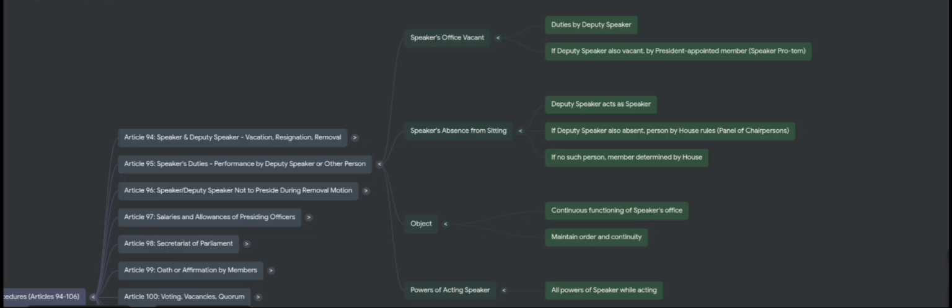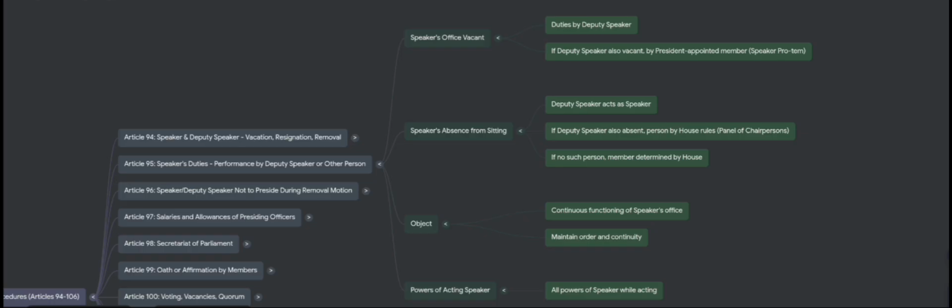So the underlying principle here is truly about avoiding any pause in parliamentary function, no matter how brief. It's a testament to the importance placed on continuous governance. Exactly. The objective is absolute continuity. And importantly, the powers of anyone acting as Speaker are the same as the Speaker's own powers for that period. No legislative work should ever halt for lack of a presiding officer.